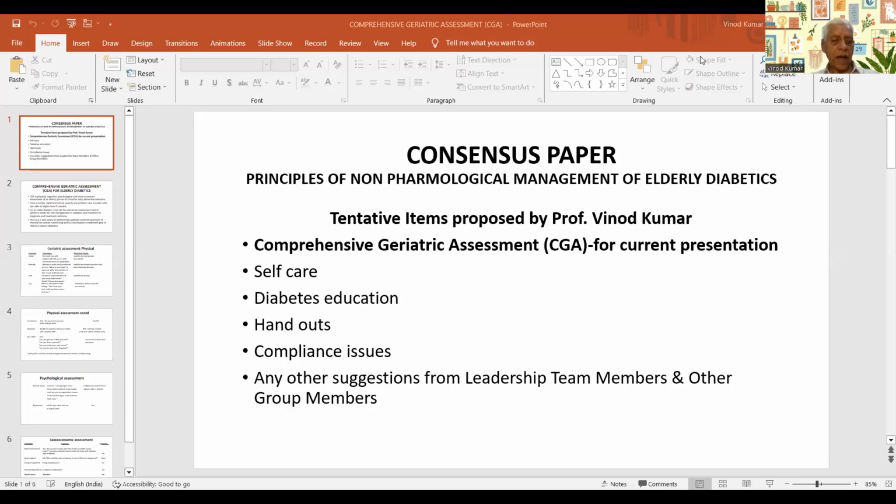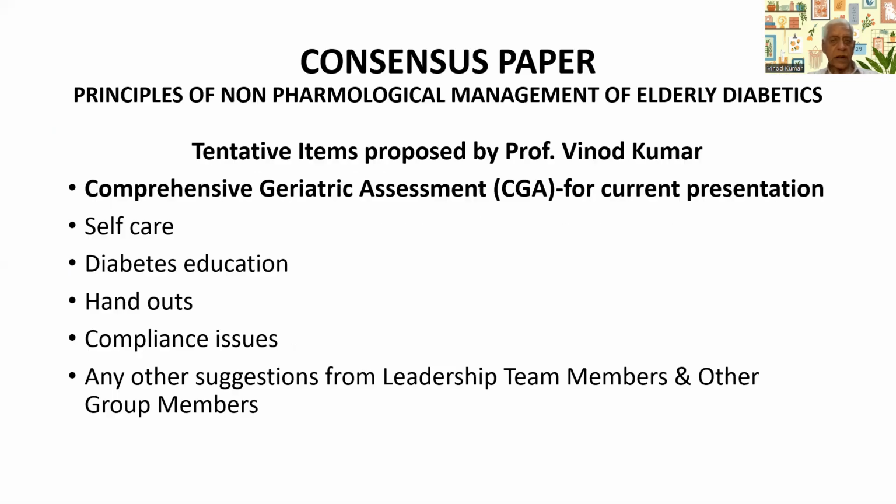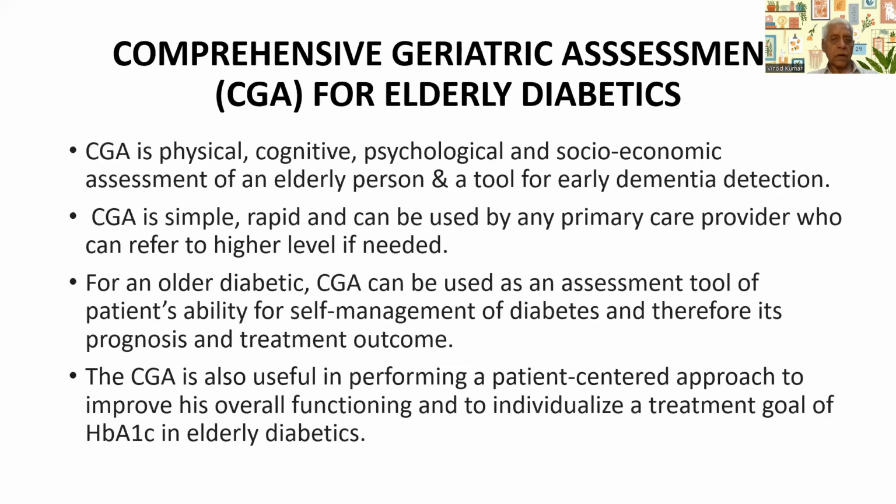However, the other items that I have tentatively proposed are all provisional, and include self-care, diabetes education, handouts, and compliance issues for elderly diabetes, and any other suggestions that may arise from our esteemed members of the leader team and the other group members. So I look forward to those suggestions in order to complete the consensus paper in due course of time. So coming to the current presentation about the consensus paper, that is the first slide.